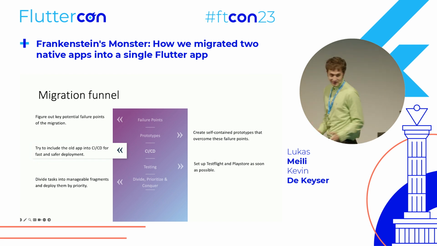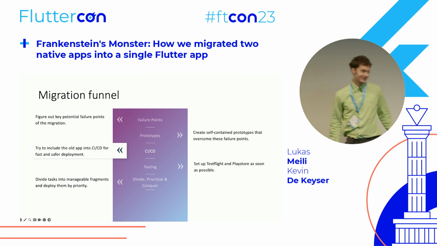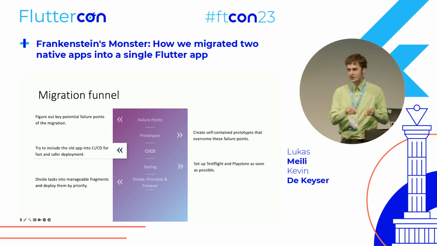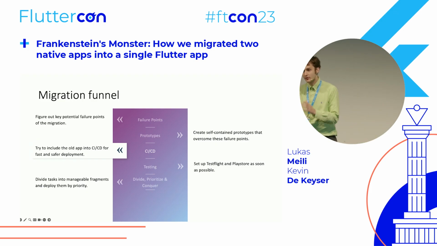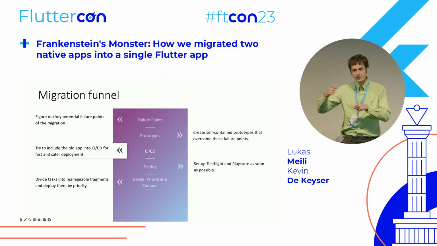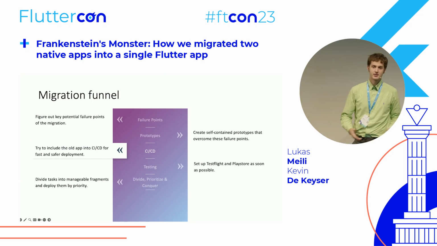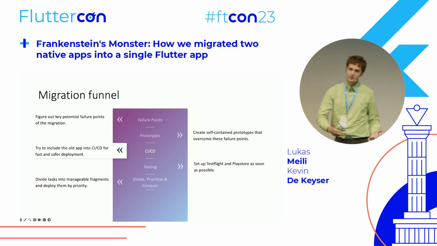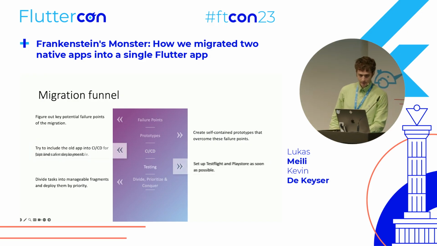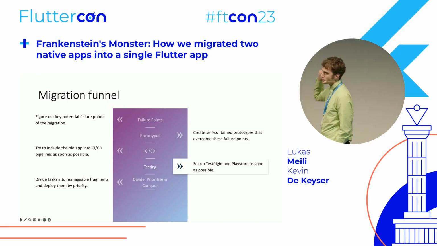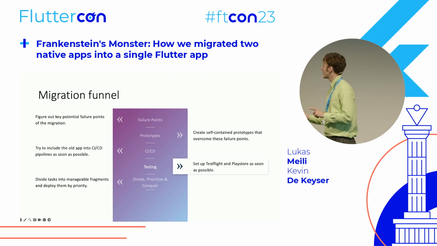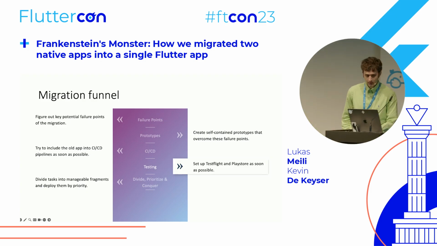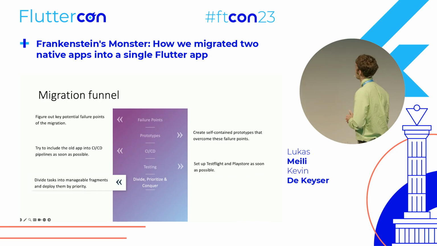Next, if there's no CI/CD pipeline, you should set it up. For the old applications first, right? And then you add Flutter to it. You don't want to create the Flutter app first and then do the CI/CD pipeline later, because that takes time and you need to be fast, right? Okay. And then you want to also do testing first. You want to set up Play Store for the old app, and you want to set up TestFlight for the old app. And only then you start with the migration.